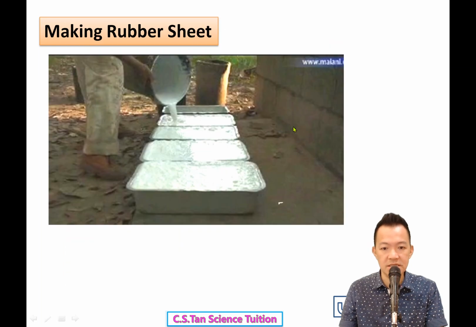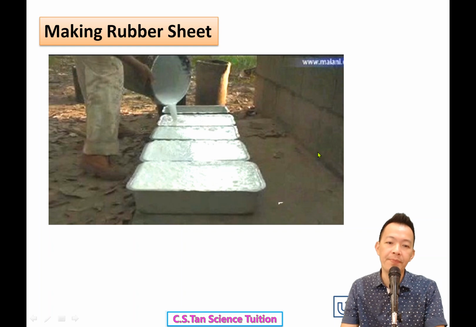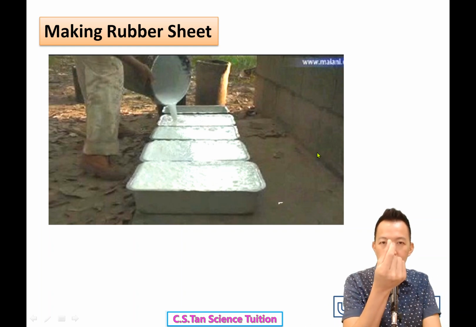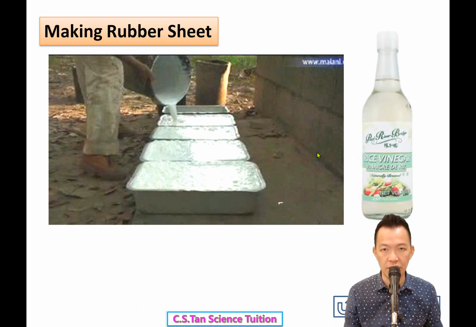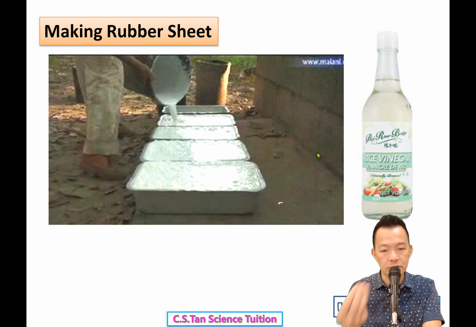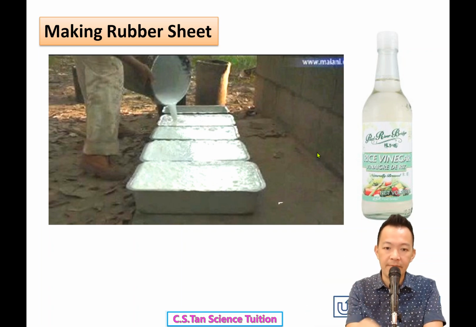Almost 10 or 11 a.m., they collect the latex and pour it into a mold or container. Now they add something inside the latex, and the thing is called vinegar. It is not the vinegar we eat, but a special rubber vinegar poured in. So what happens after they pour the vinegar?